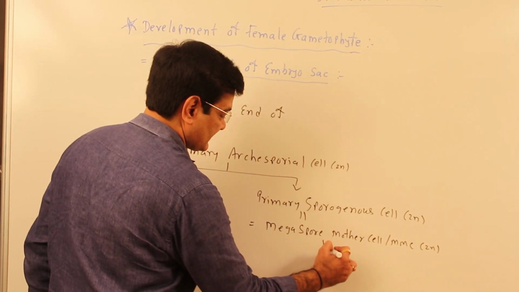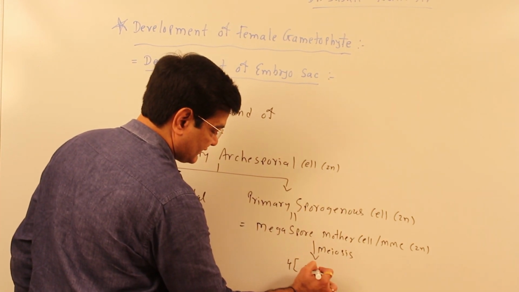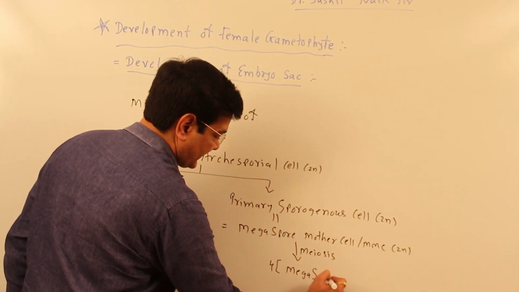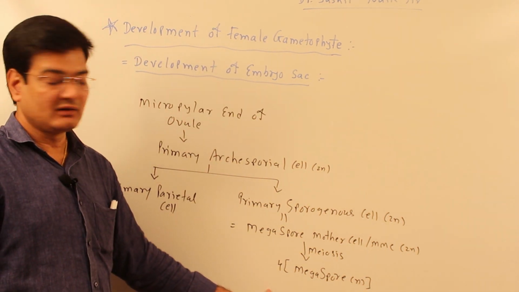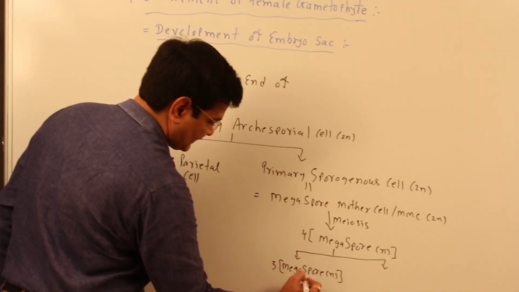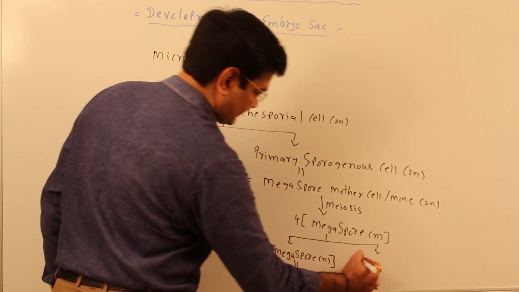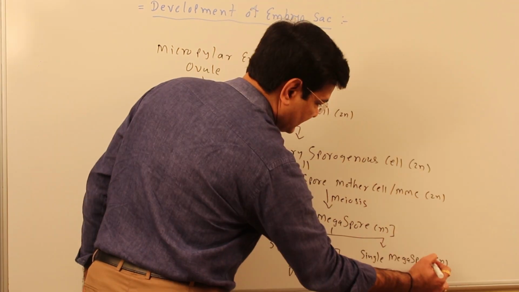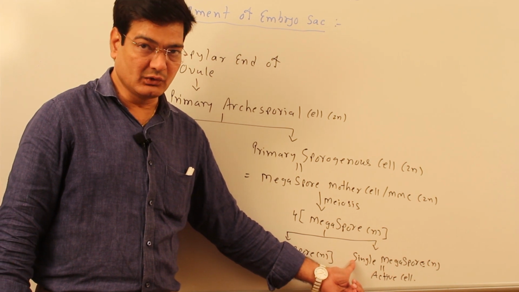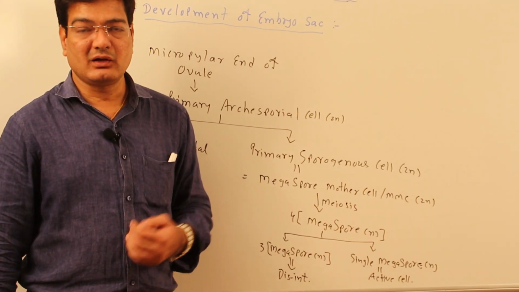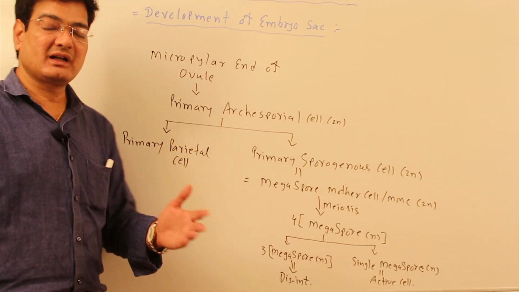This megaspore mother cell undergoes meiosis to form 4 megaspores, and all the cells are haploid. From these 4 megaspores, 3 megaspores disintegrate and a single megaspore remains active. From this active megaspore, the active embryo sac or female gametophyte develops. So this process is called Megasporogenesis.